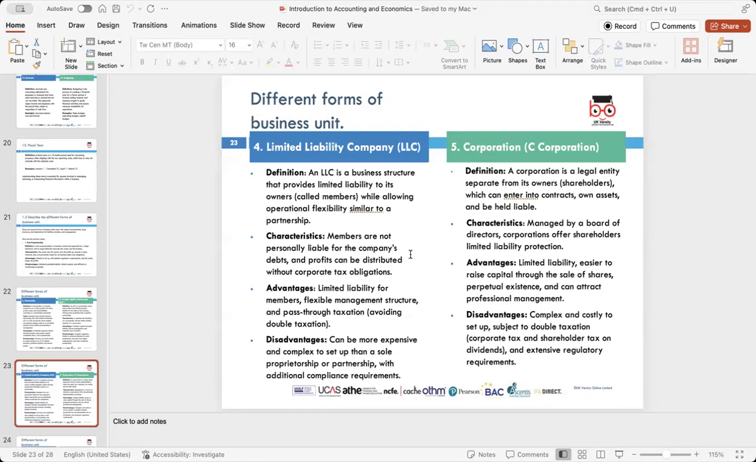Owners, known as members, are not personally liable for company debts, providing protection similar to a corporation. At the same time, LLCs offer flexibility in management and taxation, as profit can be directly passed on to members without being taxed at the corporate level. But setting up a limited liability company can involve higher costs and administrative formalities compared to a sole proprietorship or a partnership.